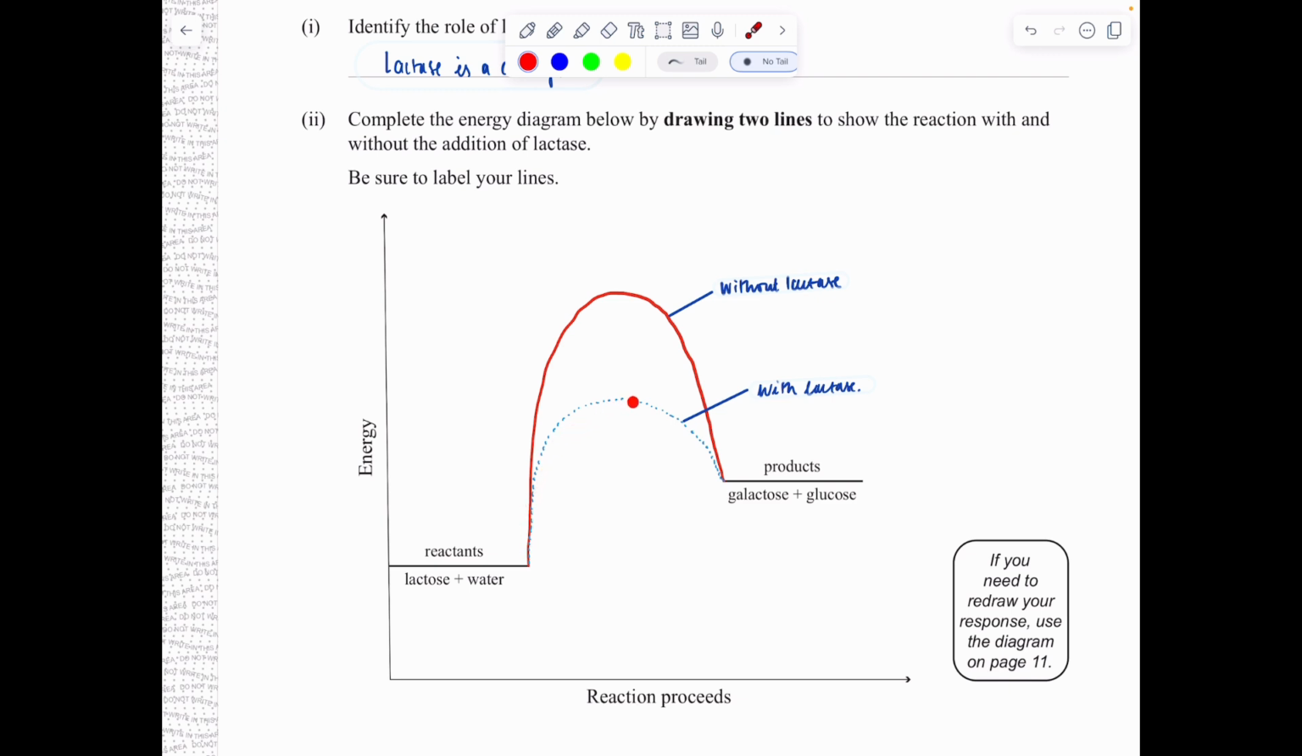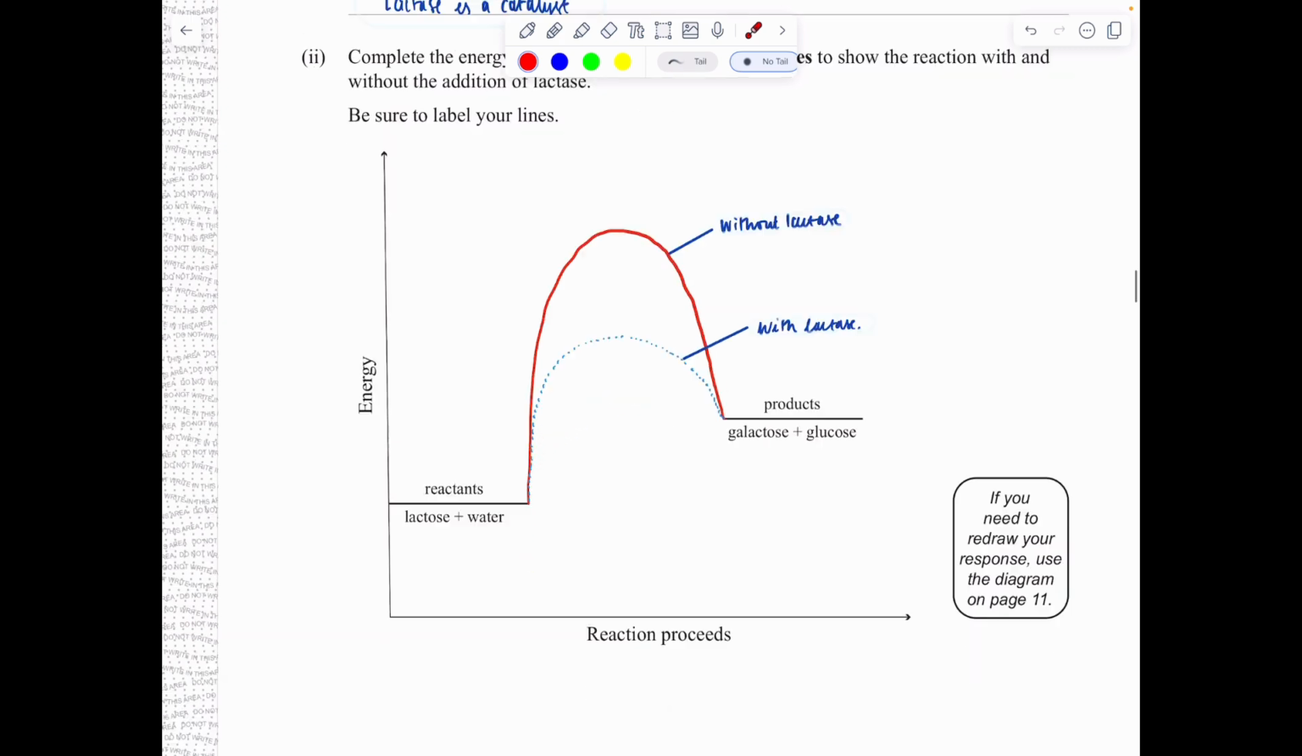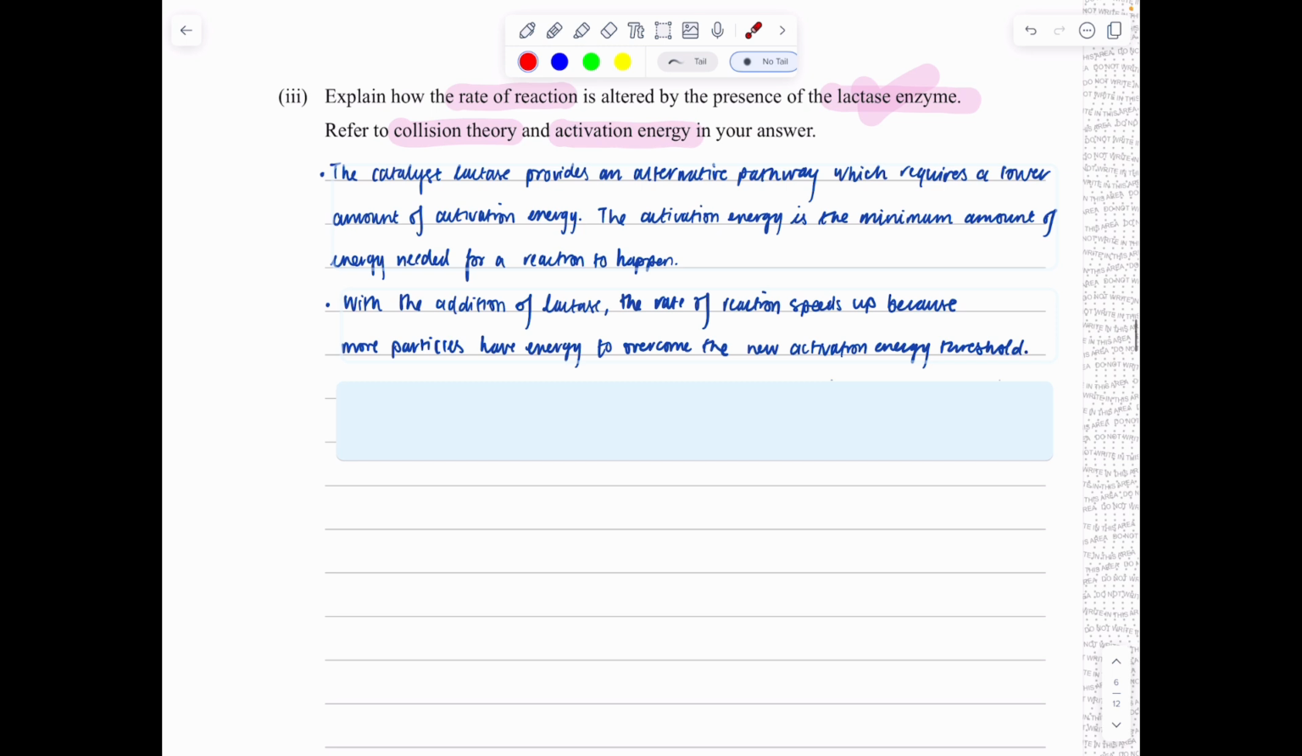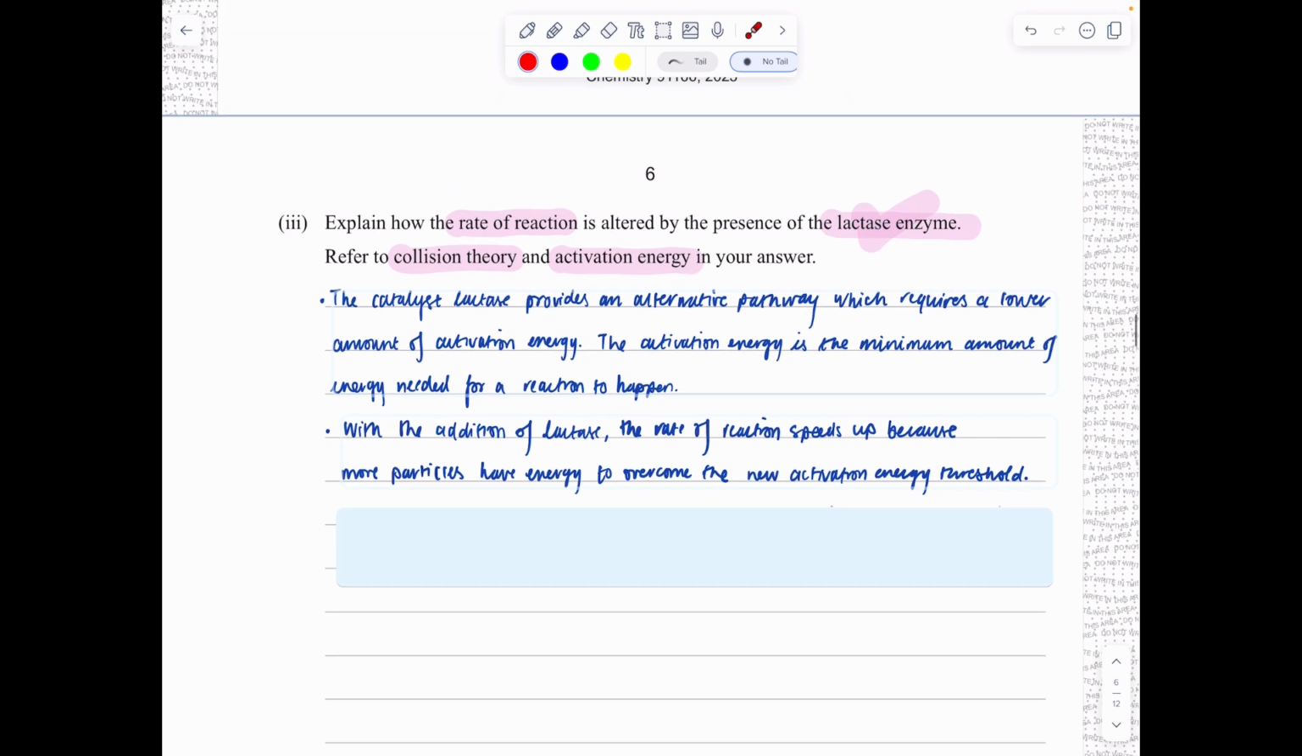An analogy I like to think about is NCEA. If we made NCEA easier, aka lowered the threshold for passing or getting excellence, more students would be able to pass the exams or gain endorsement. So that's what I see catalysts as. They provide a lower activation energy threshold, the alternative pathway, so more particles can overcome that threshold with minimum activation energy.